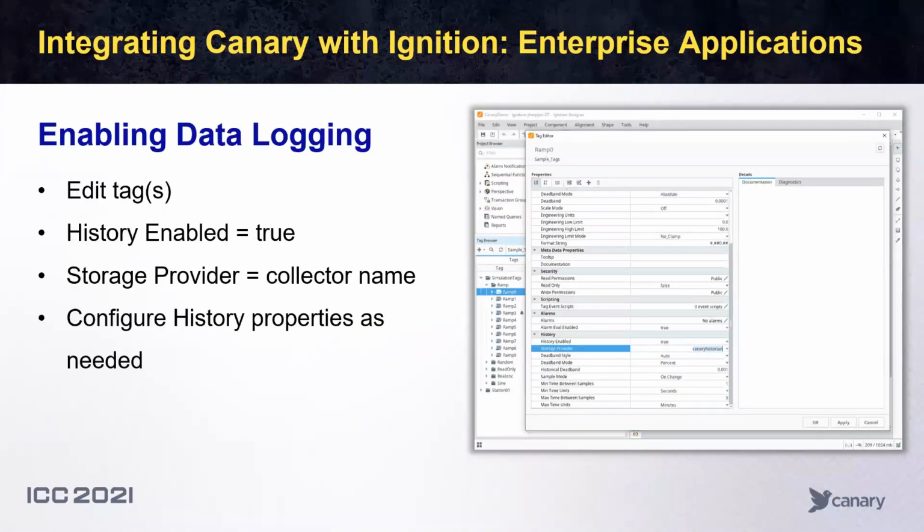Then from my Ignition project, I simply edit my tags. I enable my history to true. I select the storage provider that I have named inside of my gateway configuration for the Canary module. And then I configure all of my history properties as needed. So do I want a deadband? What's my sample mode? What's my min or max time between samples? All of that is respected as part of the logging session because of that tight configuration through the Tag Historian API.